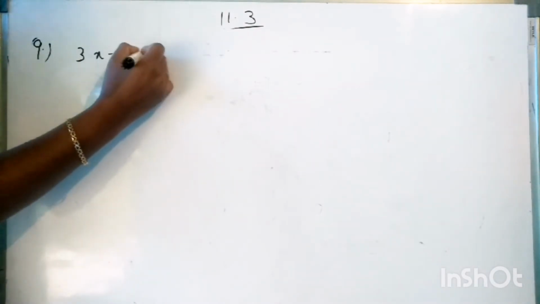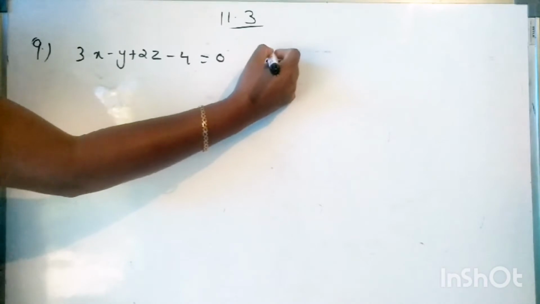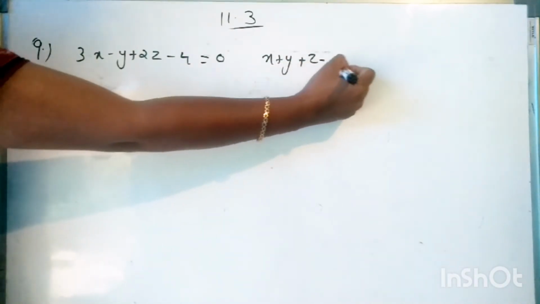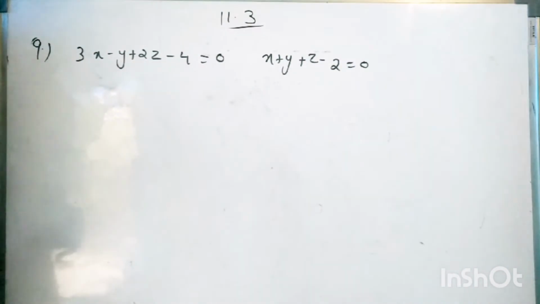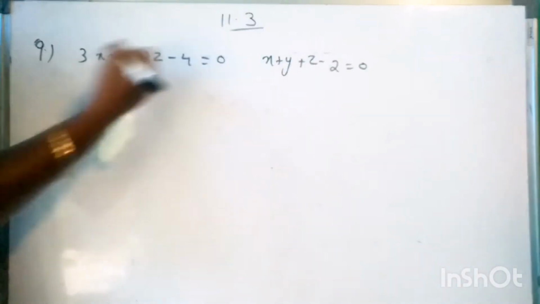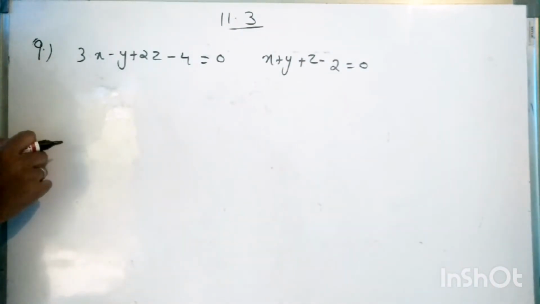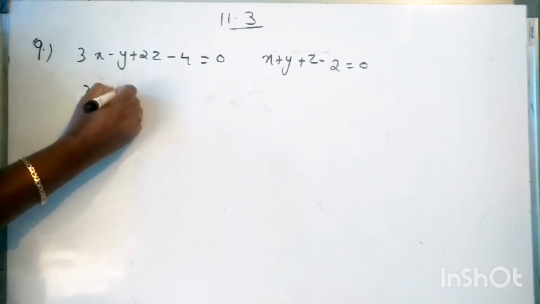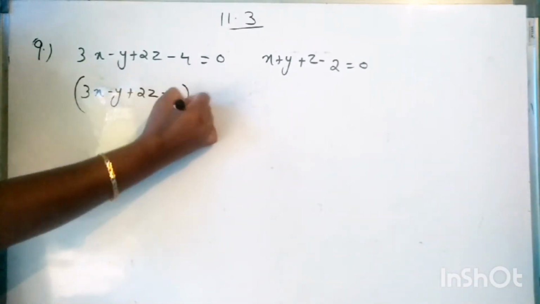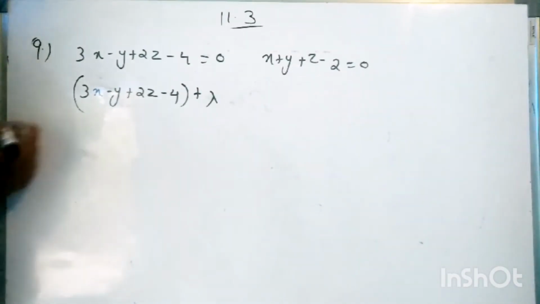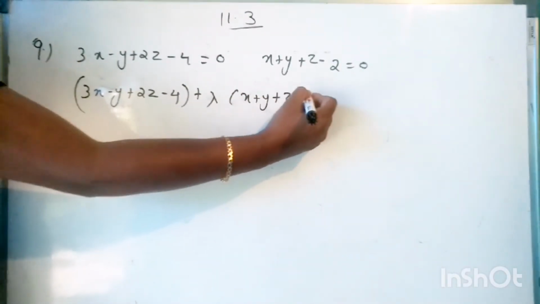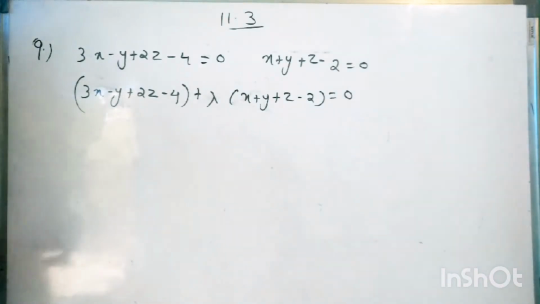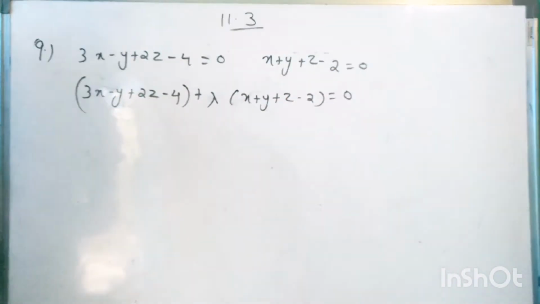So the given equation of the plane is 3x minus y plus 2z minus 4 is equal to 0, and the second one is x plus y plus z minus 2 is equal to 0. These two are given in Cartesian form. Then the equation of the plane through the intersection of these given planes is 3x minus y plus 2z minus 4 plus lambda into x plus y plus z minus 2 is equal to 0. This is the equation of the plane through the intersection of these two planes.